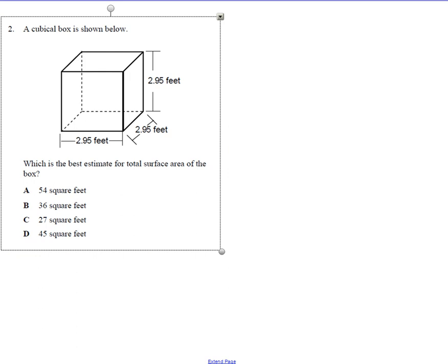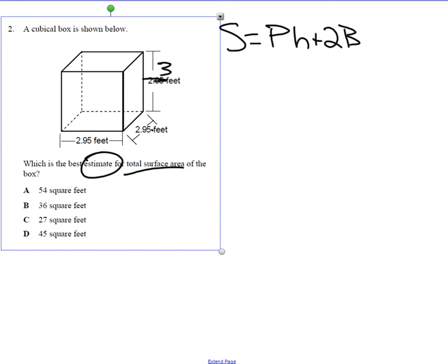All right, second one, cubical box. So that's a rectangular prism. So we look at our formula to find, we want total surface area. So we go back to our chart and we get the perimeter of the base times the height plus 2 times the base. One of the key things here a lot of people missed out on is this one word that says estimate, which means instead of using 2.95, what number can we use? 3. So I'm going to change all these 2.95s into 3s because that is going to make this much easier.